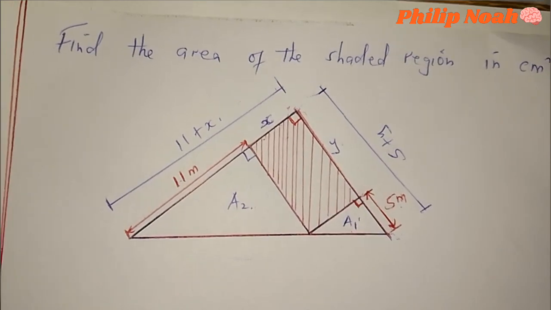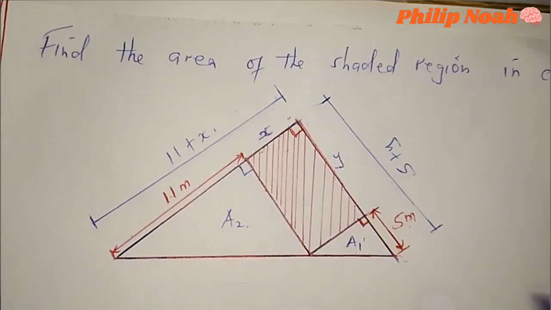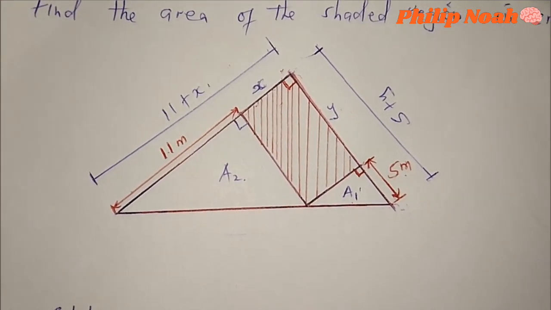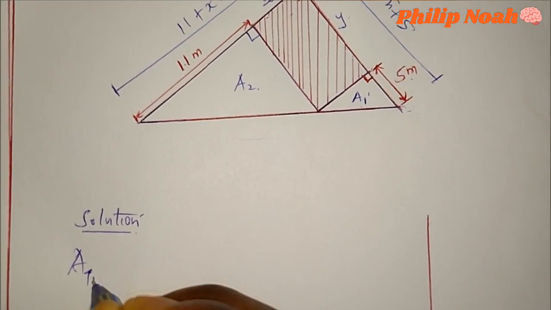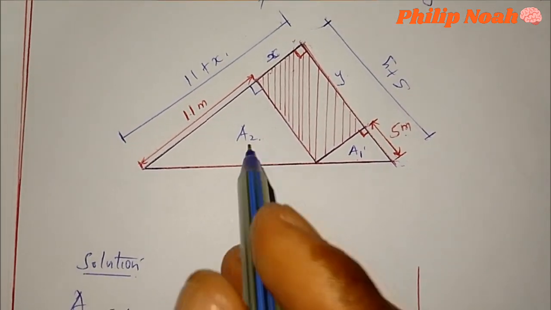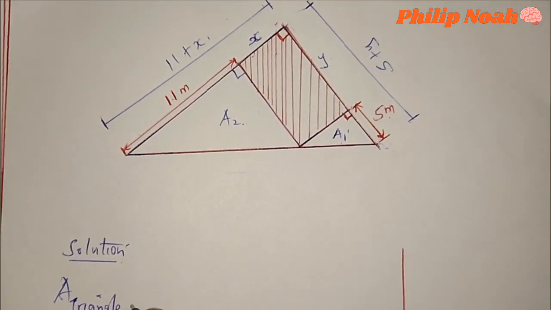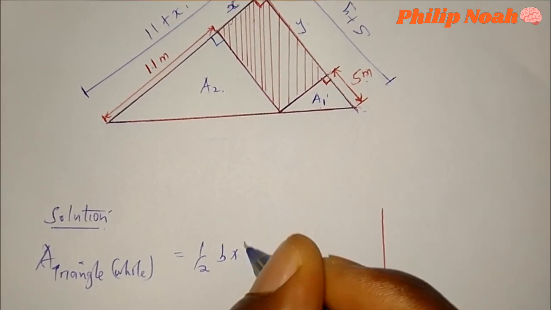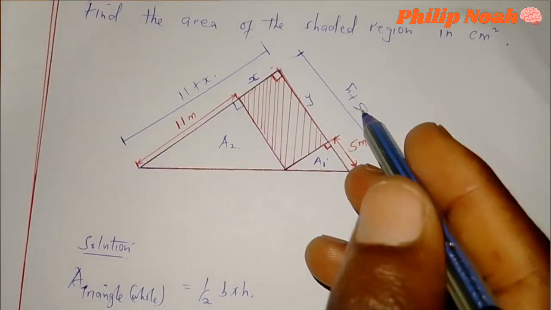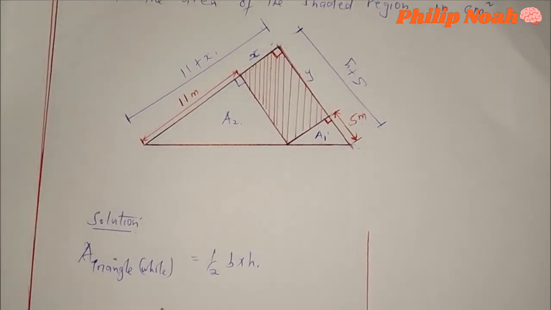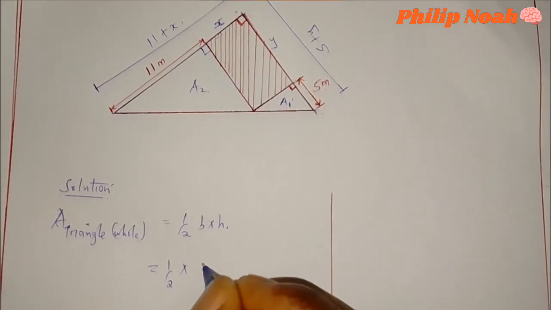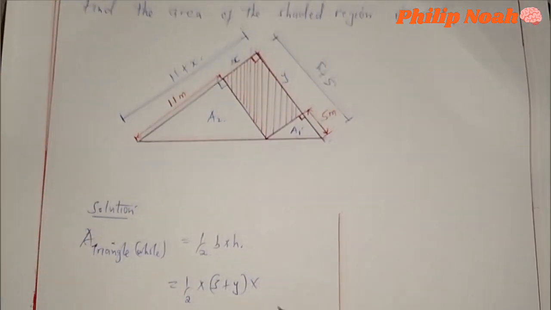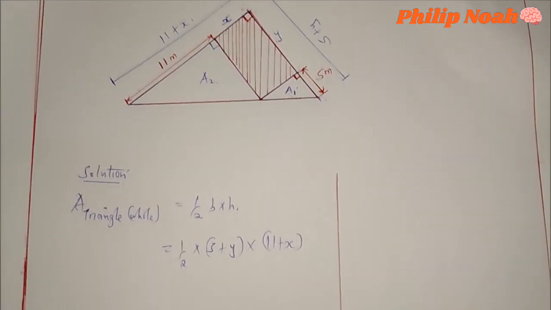So we shall start and say that the area of the whole triangle is a half base times height. And our base, let's take it as 5 plus y. So that's a half times base 5 plus y times height 11 plus x.